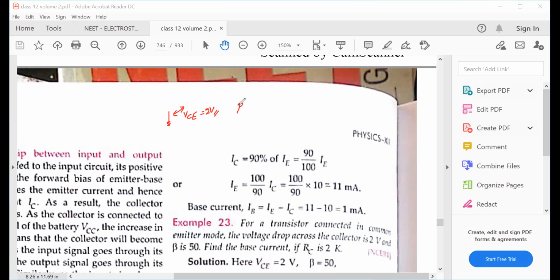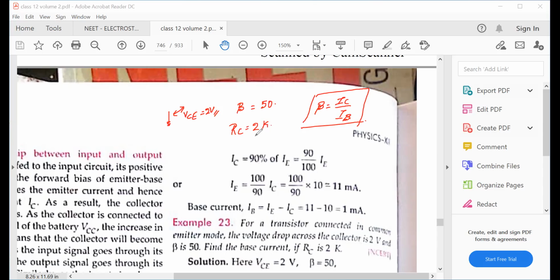And beta is 50. We already discussed that beta is the CE configuration current gain, so beta is equal to IC by IB. We need to find the base current from this relation. They have given RC is 2 kilo ohms. Try to find the relation.